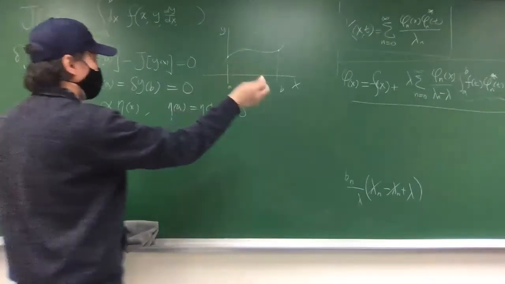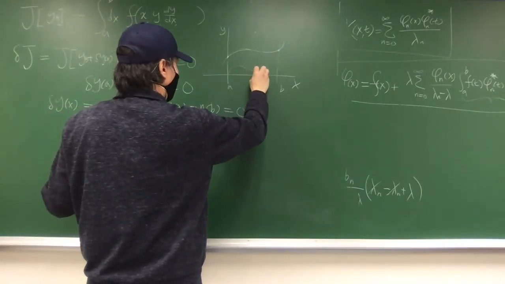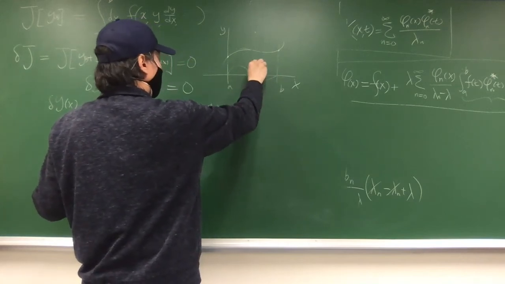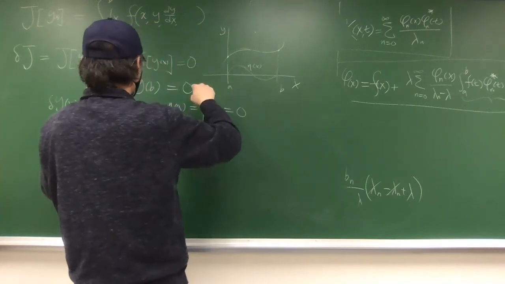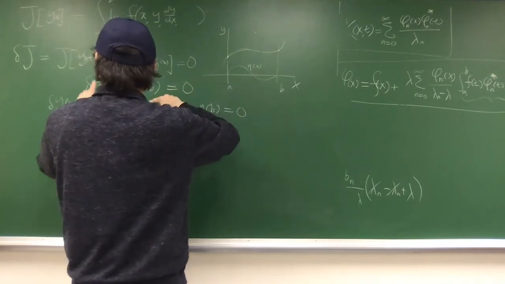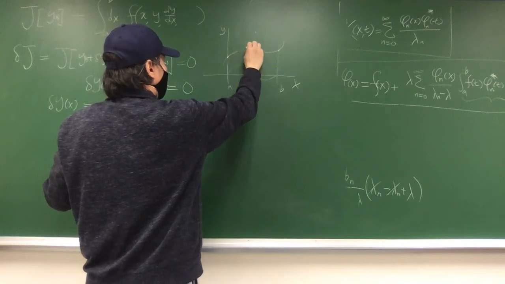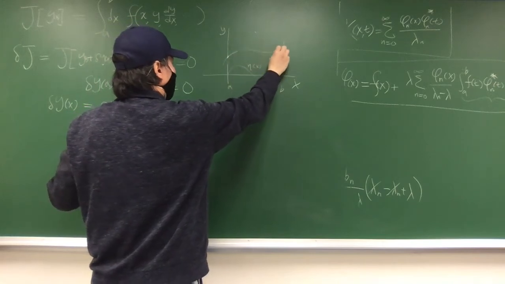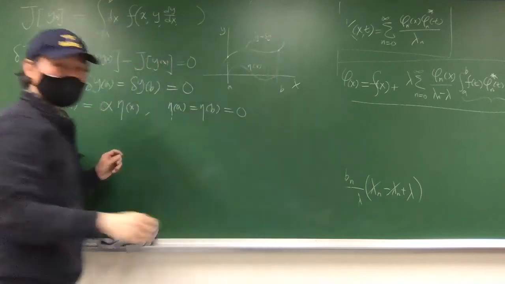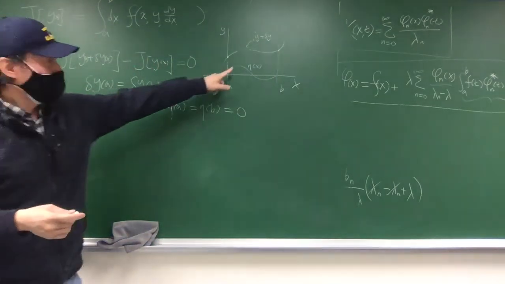By setting this, you restrict your delta y. So you're given a function eta, whatever function you want, positive or negative. You multiply by alpha and add that to y, so that would be y plus delta y. It's just changing delta y according to eta.